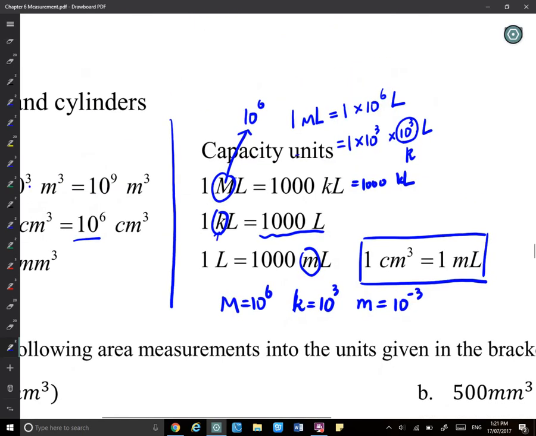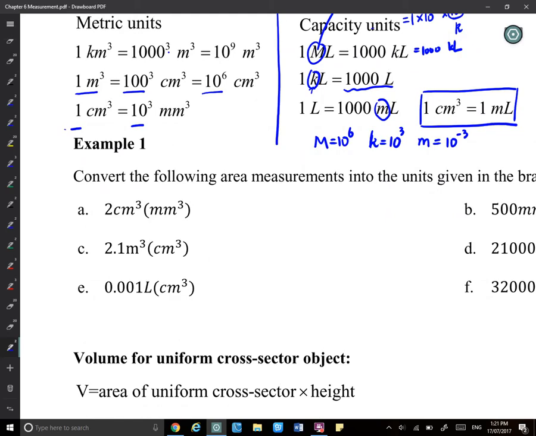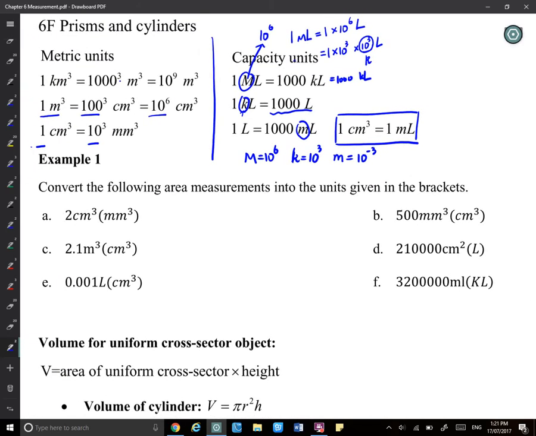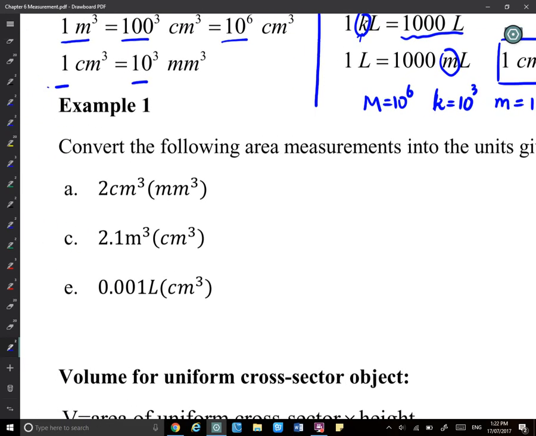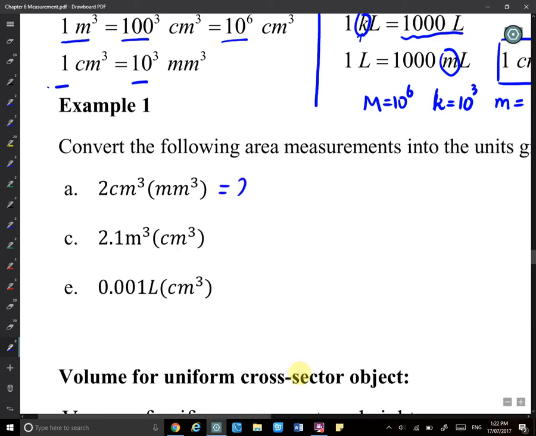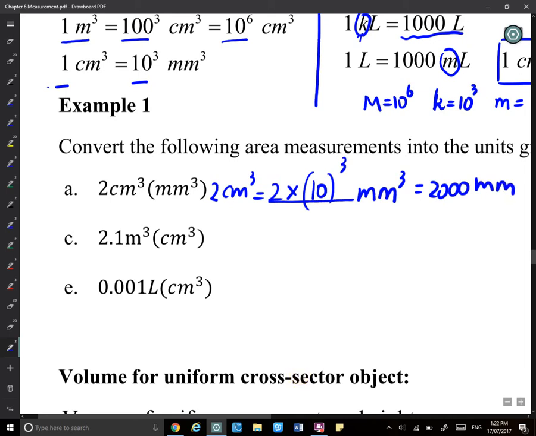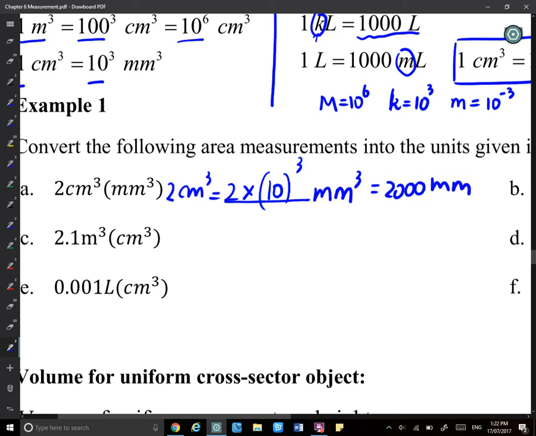Let's do the example below here. Example 1: 2 centimeter cube equals how many millimeter cube? So we have 2 centimeter cube equals 2 times what millimeter cube. 1 centimeter equals 10 millimeter, and it's a cube, so I will do 10 to the power of 3. So that equals 2,000 millimeter cube.